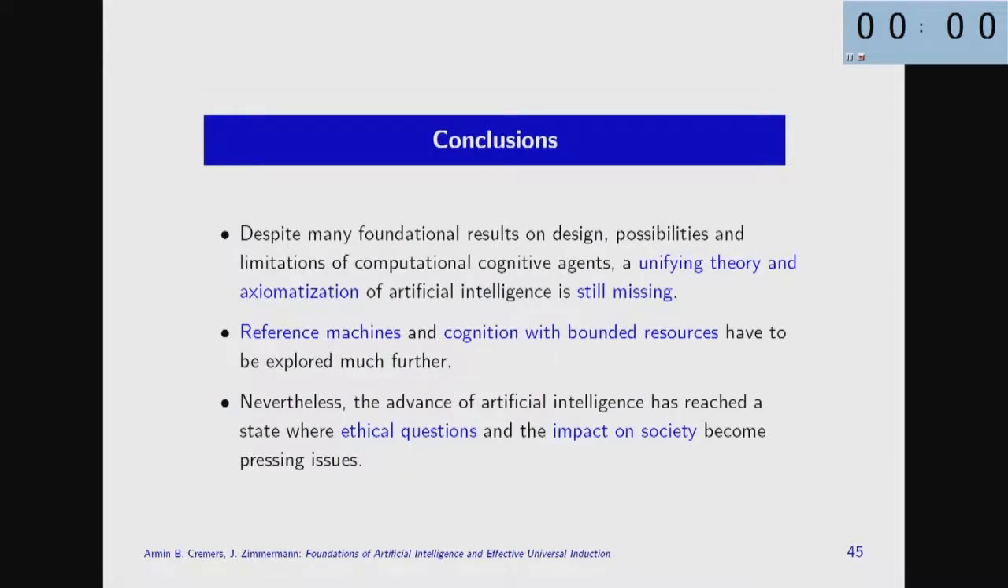So some of the conclusions: we're still lacking a truly unifying theory of axiomatization of artificial intelligence throughout, although we have made some progress. We still are working on what can be a reference machine beyond Turing machines that helps us with initial complexity questions. And what about cognition with bounded resources? Despite this lack of the ultimate foundational theory, of course, we see the advance of AI has reached a state where ethical questions on impact on society become pressing issues.